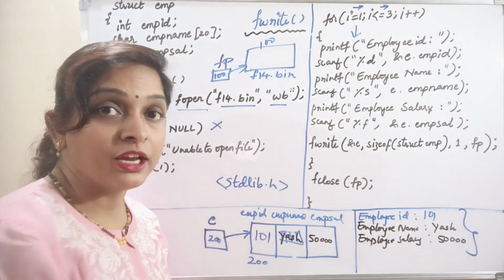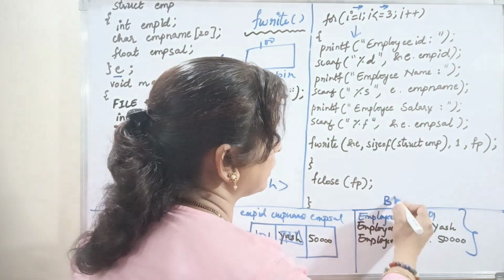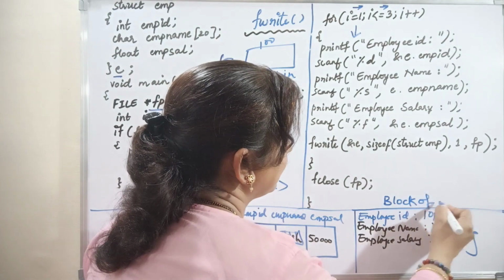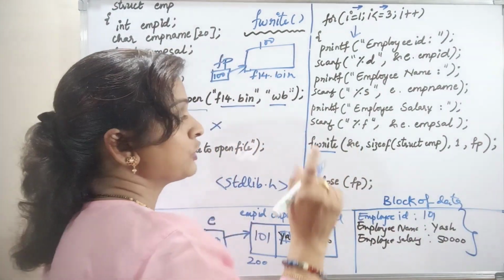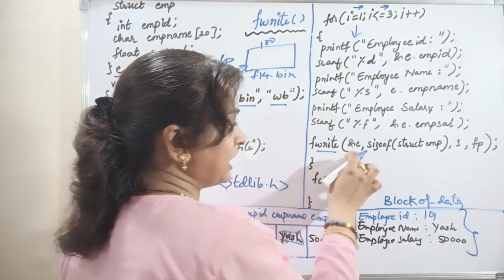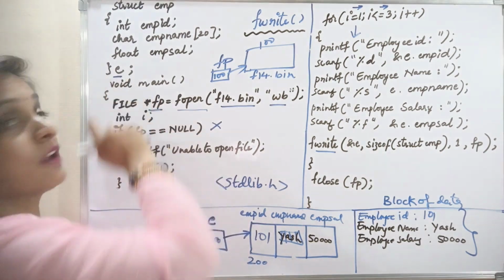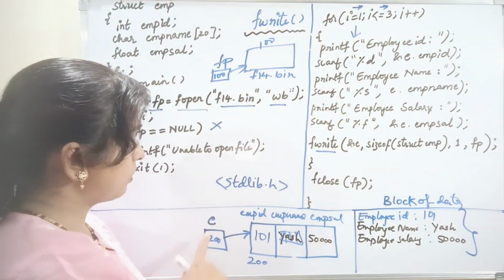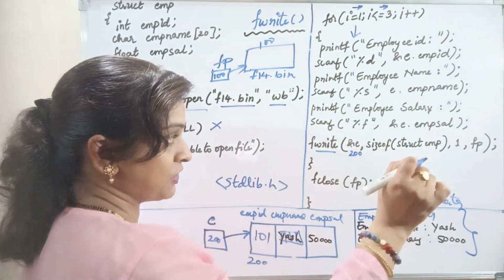Then the major part: I need to write this block of data that I have taken from the console into the file. So I just say ampersand of E. E means the structure variable, which we have declared here, right? So what is the address of E? It is 200, so I am getting the base address.